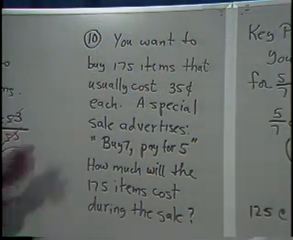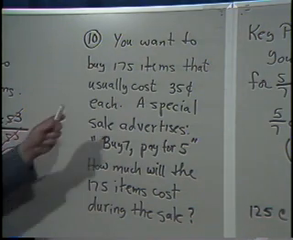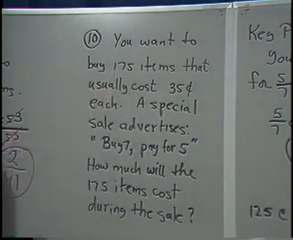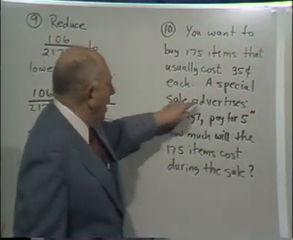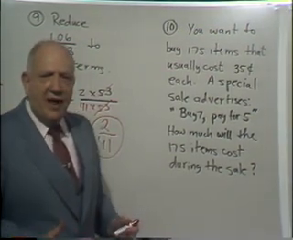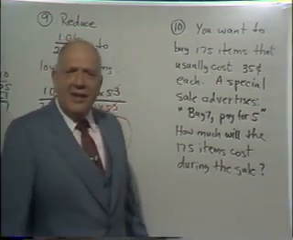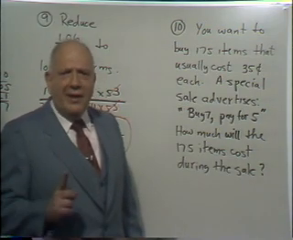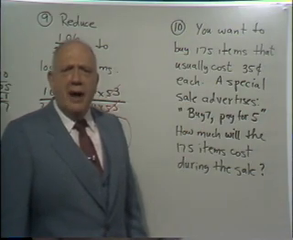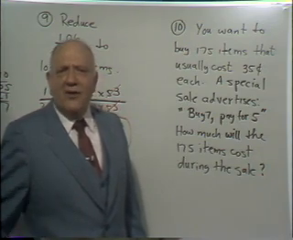It says you want to buy 175 items that usually cost 35 cents each. So ordinarily, what am I going to pay in the sale? I'm going to buy 175 items at 35 cents each. That means I'm going to pay 35 cents 175 times. But there's a special sale, and the sale advertises buy 7 but pay for 5. See, for every 7 you buy, you're only going to pay for 5. Doesn't that sound like an exciting sale? Wow, they're going to give me 7, but I only pay for 5. All right, what does that say in the language of fractions? Or better still, does this sound like a fraction problem? Buy 7, pay for 5. There's no fractions in there.